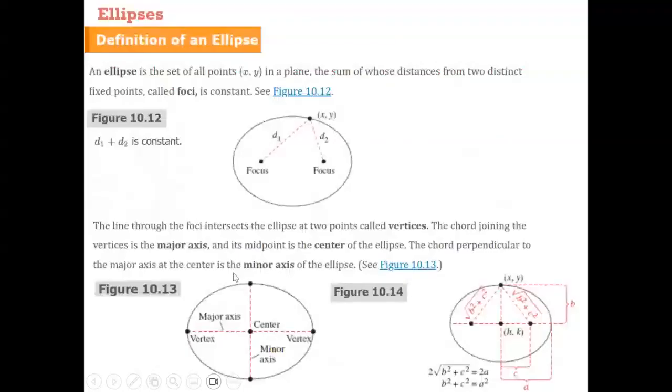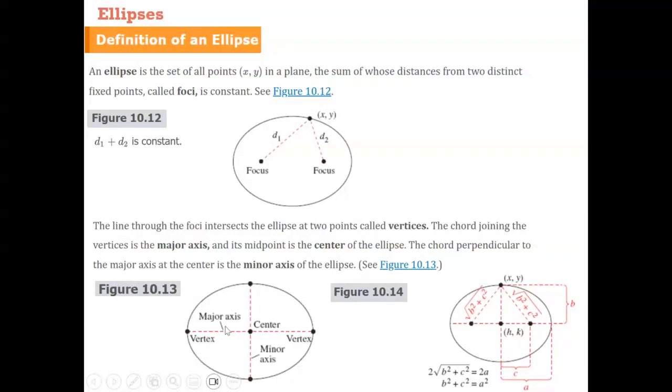Let me go back. You see, this is my vertex. The vertex goes with the major axis. The major axis means it's the biggest one. For example, this is going to be horizontal, so the major axis takes hold. The major axis will be 2a. And the minor axis is equal to 2b, which I'm going to show you on the next slide.